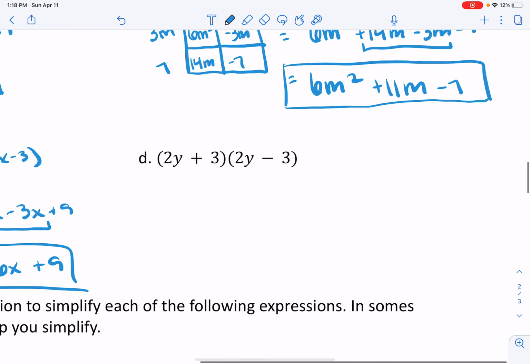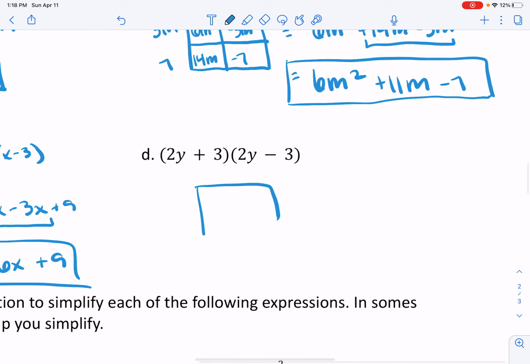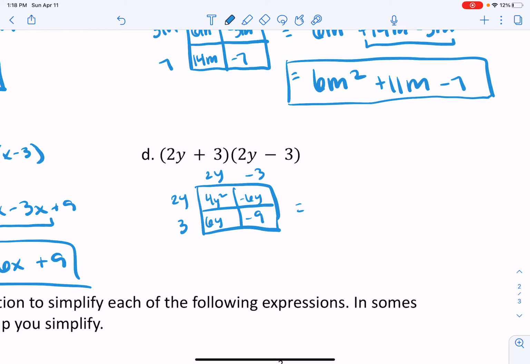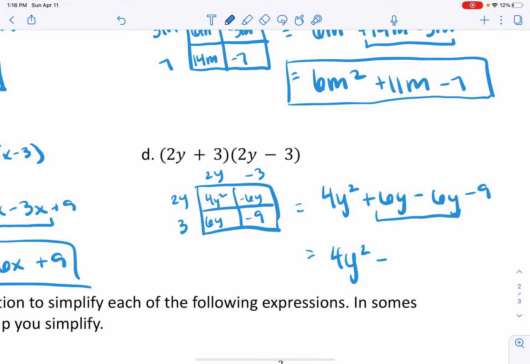All right. And last but not least, we have 2y and 3, 2y minus 3, so that's 4y squared, 6y, negative 6y, and negative 9. When I write these out, we have 4y squared plus 6y minus 9. So notice when we do 6y minus 6y, that's 0. So we're just left with 4y squared minus 9. And there we go.